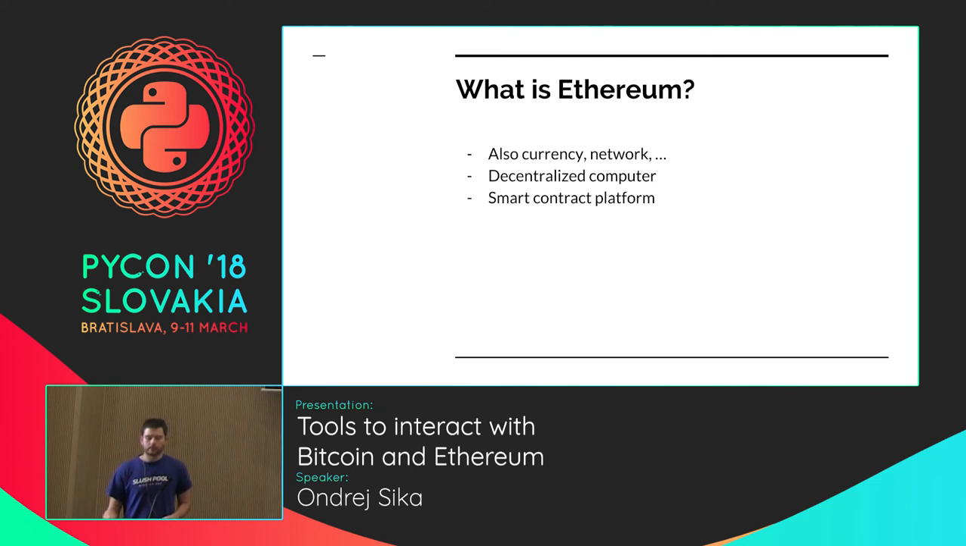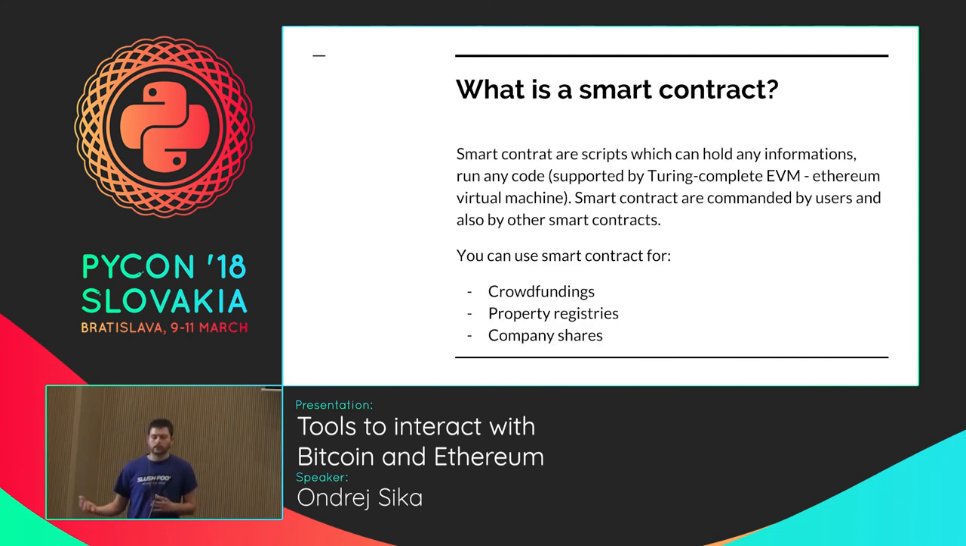One is Ethereum is a decentralized computer. That means you can run decentralized applications, not distributed applications, but decentralized, and it's a smart contract platform. Did you hear about smart contracts? Yeah. And what is a smart contract? Smart contracts are scripts which can hold information and run some code. It can be Turing complete code. It is run by the Ethereum Virtual Machine. It's like the JVM, but simpler.